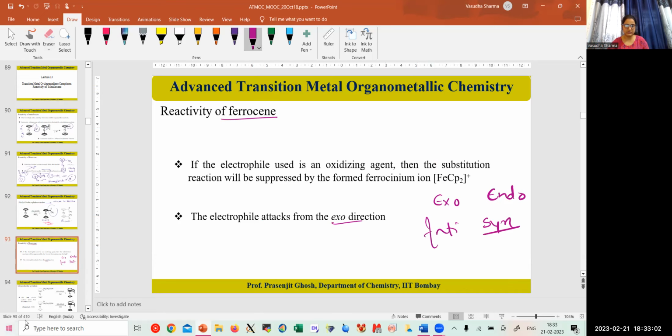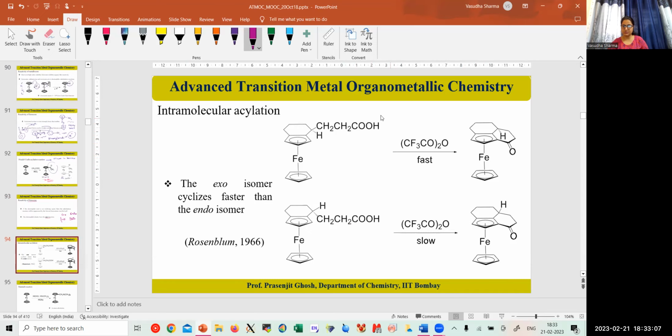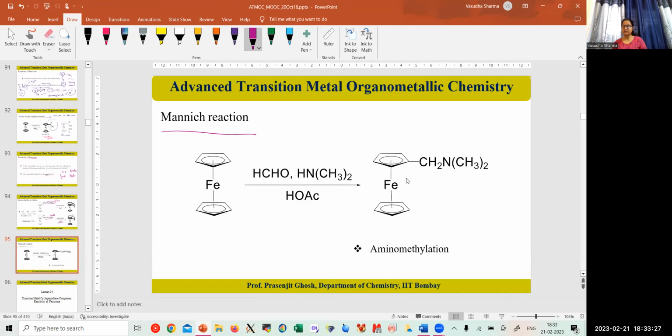For example, in this reaction, we have a strong oxidizing agent which will convert to the C double bond O moiety, where the moiety here is in the exo position and this is in the endo. As you can see, it has been found that endo will give a slow reaction compared to the exo isomer. Moving ahead, one named reaction is the Mannich reaction, which is nothing but aminomethylation. This will give a condensation and form CH2 over here with the loss of water. Water will be lost and we will have CH2 and CH3, CH3.